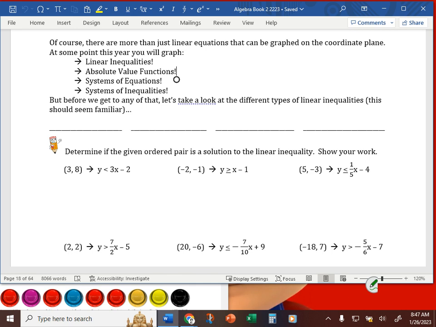Boys, I need your focus up here. Before we get any further, we're going to review the four symbols of inequality.